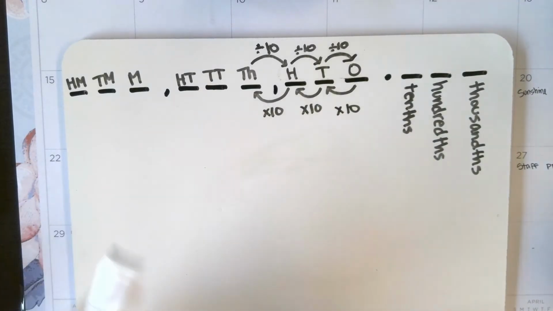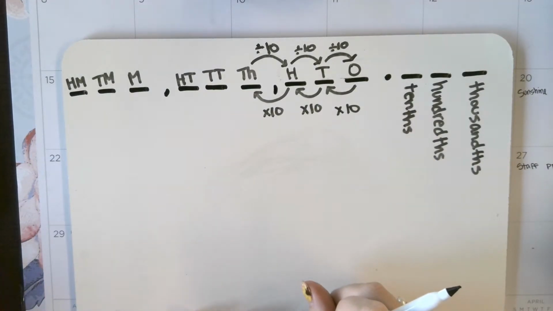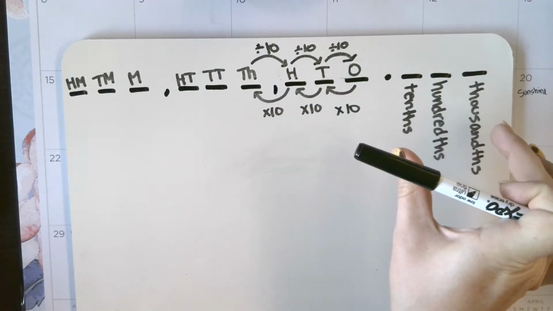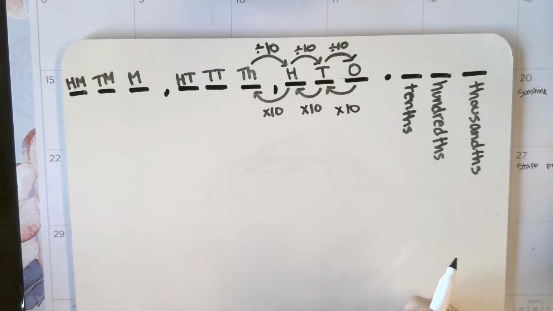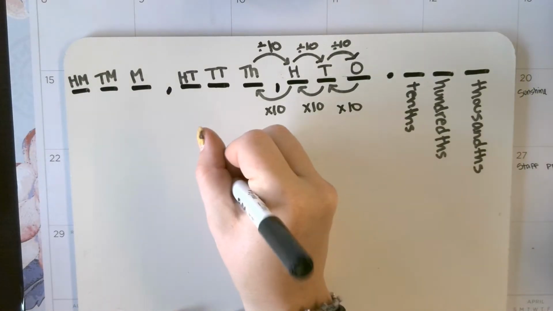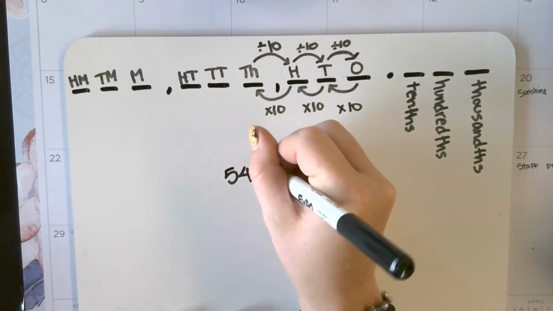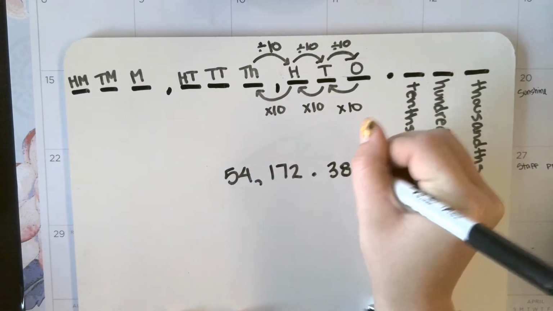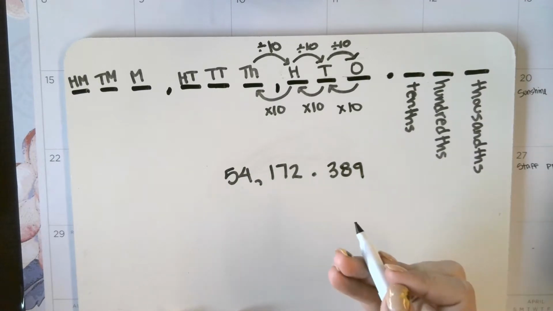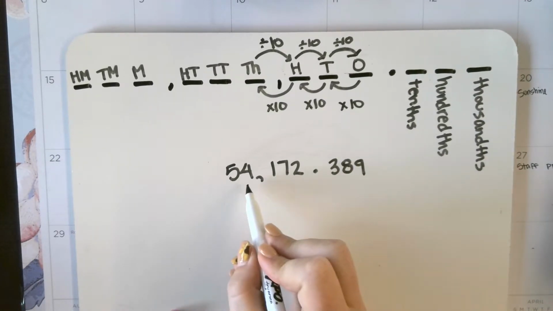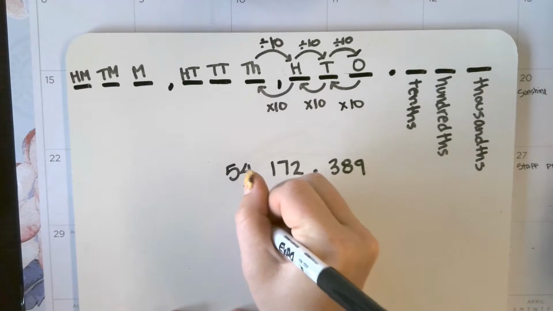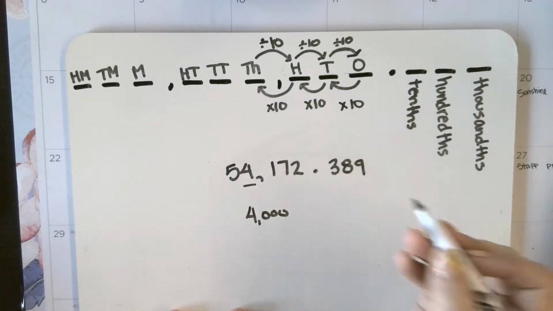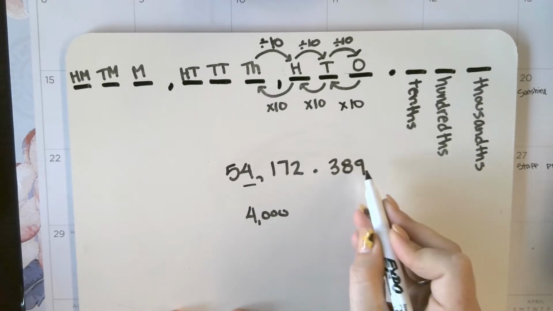The other thing that we've been talking about is value of numbers, and they're doing pretty good with the values of the whole numbers, but the values of the decimals are something that's still a little bit confusing. So if we had the number 54,172 and 389 thousandths, we could say that the value of the 4 is 4,000 because it's in the thousandths place. It works the same way for the decimals.